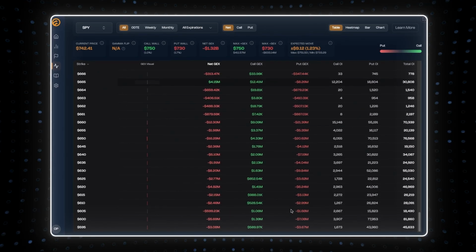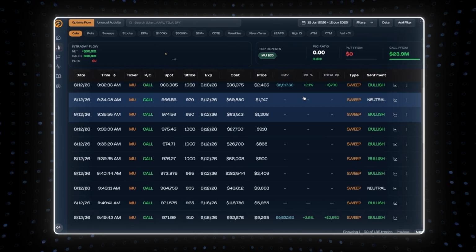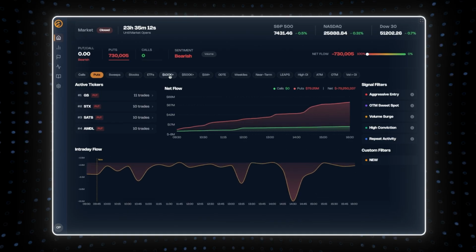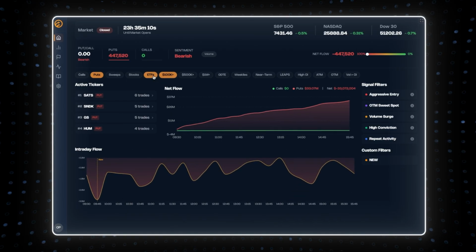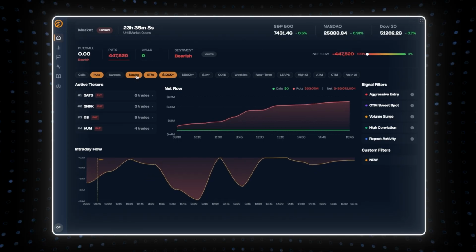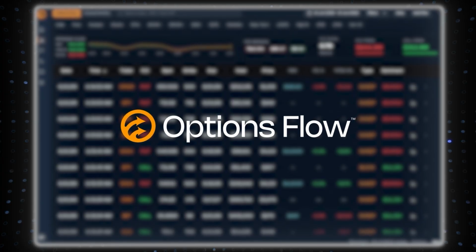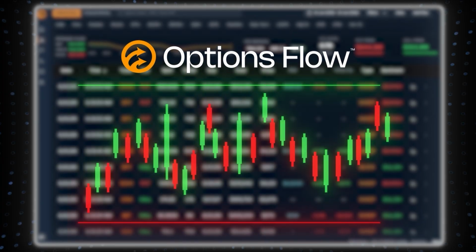How can you see what is happening behind the chart? How can you find where large options trades are coming in? And how can you use that information to better understand what may be moving the market? In this short video, we'll show you how options flow helps traders see more than just candles on a chart.